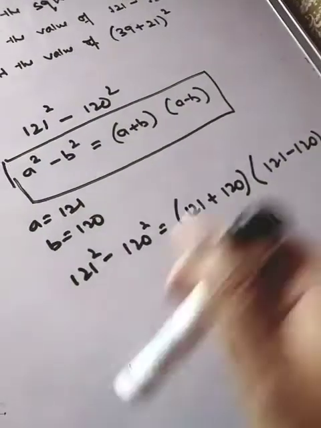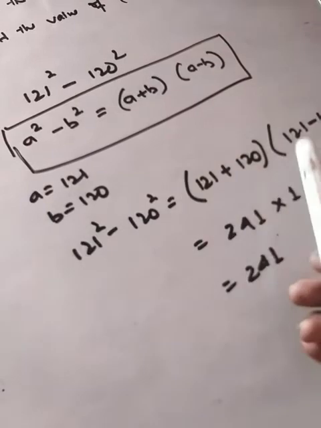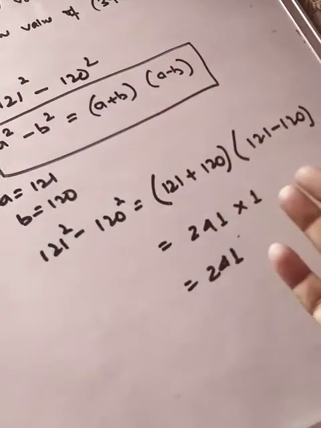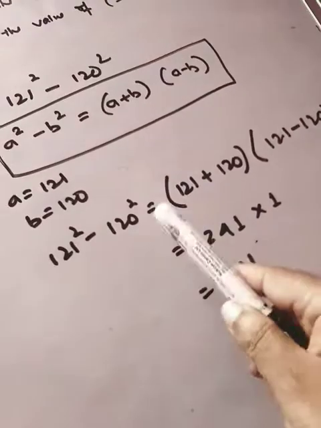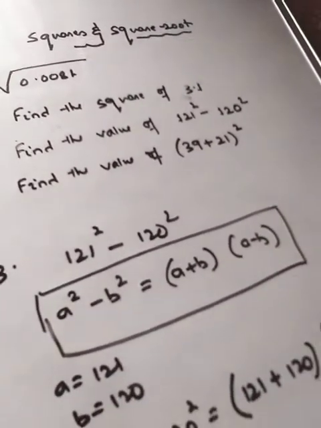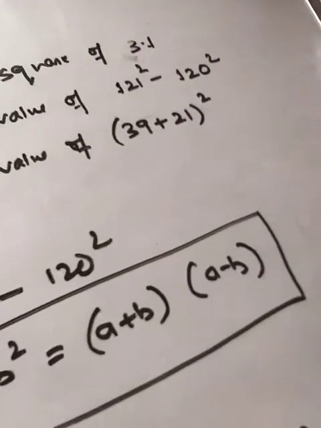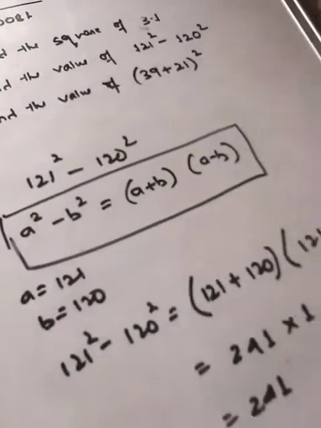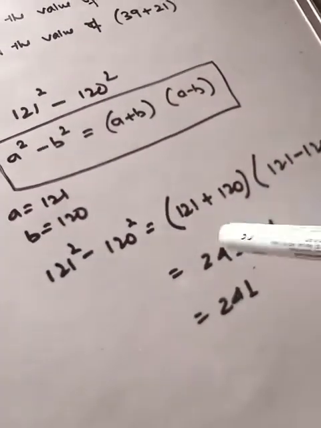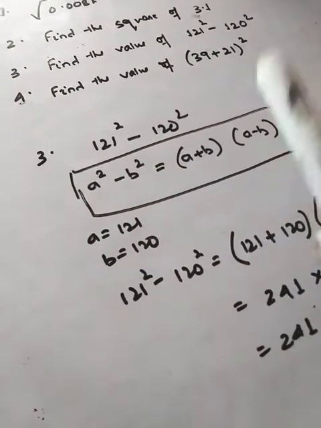If you don't know the identities, what you would have done is 121 into 121, again 120 into 120, and then subtracted those. So there would have been too much time consumption. In some of the questions we will mention that you should find the value using the identities. I forgot to write this, using the identities. In this case you have to use the identities. You cannot follow the simple method, because if you do, you will not get the full marks, students. So this is the way you should do question number 3.